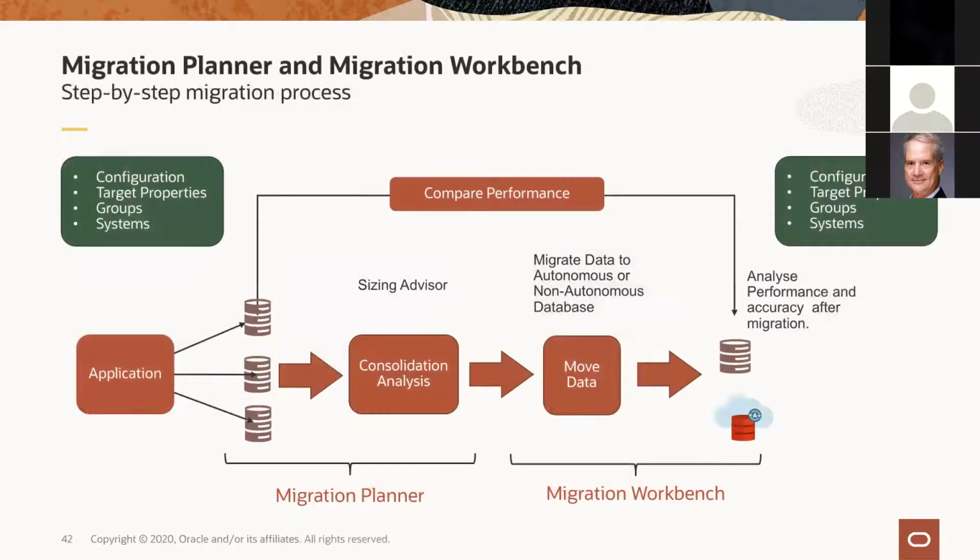So to be able to do the consolidation, we have two features available. We have the migration planner and we have the migration workbench. So this is something that helps you to do the migration. First of all, the migration planner will help you to size. It's a type of sizing advisor that helps you to identify which system you need to use for your applications. And then when you're moving the data, we have the migration workbench that will help you to do the moving and set up the new system with minimum downtime.